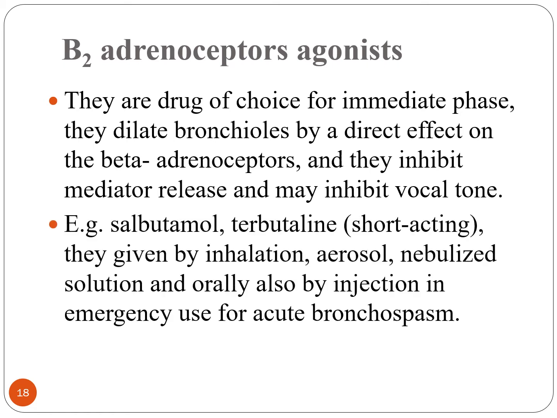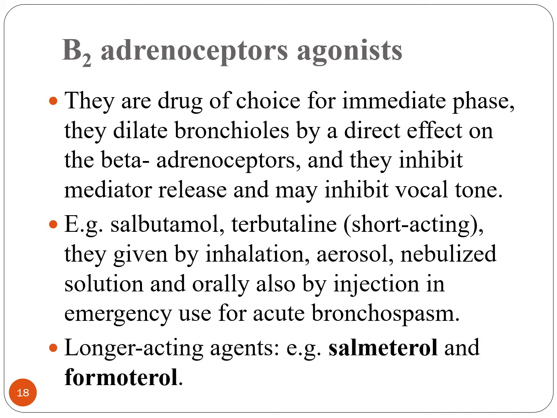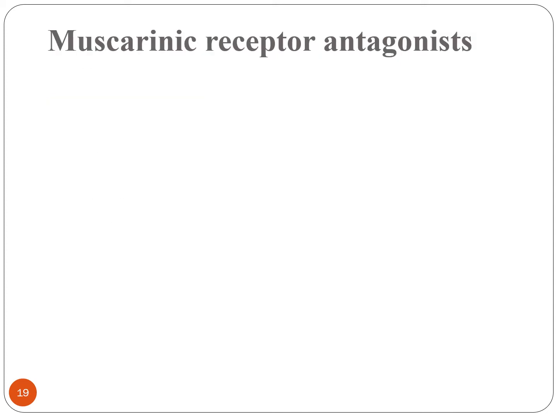Examples of beta 2 adrenoreceptor agonists, as we mentioned, are salbutamol and terbutaline. Salbutamol and terbutaline are short-acting. They can be given by inhalation, aerosols, or nebulized solution through a nebulizer, and also can be given orally in the form of tablets, or by injection in emergency for acute bronchospasm. We also have long-acting beta-2 agonists such as salmeterol and formoterol.